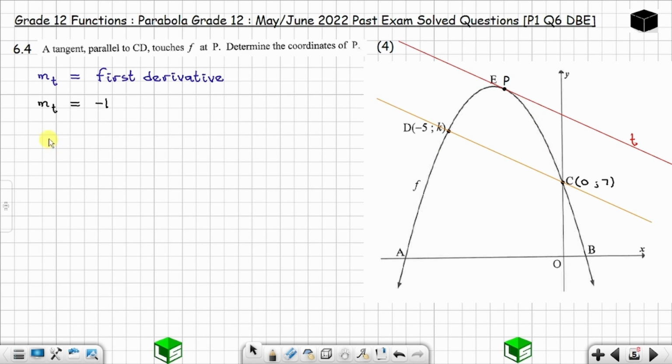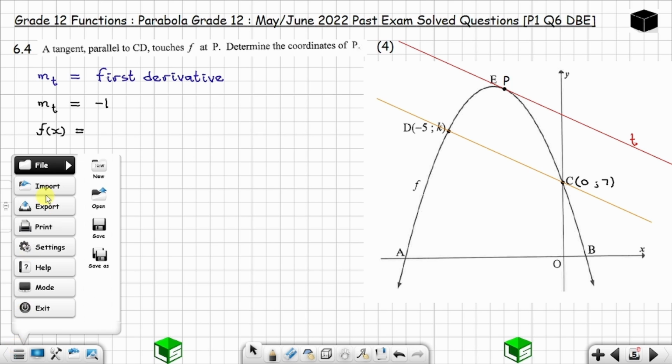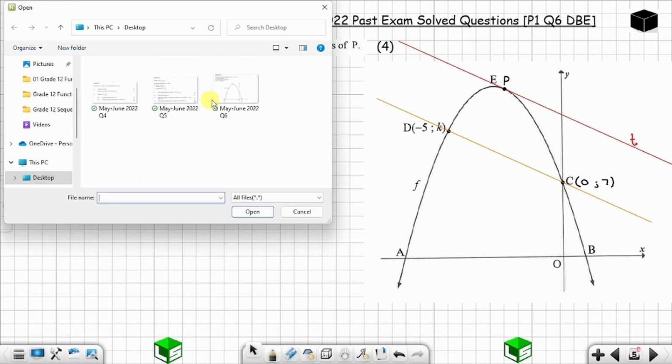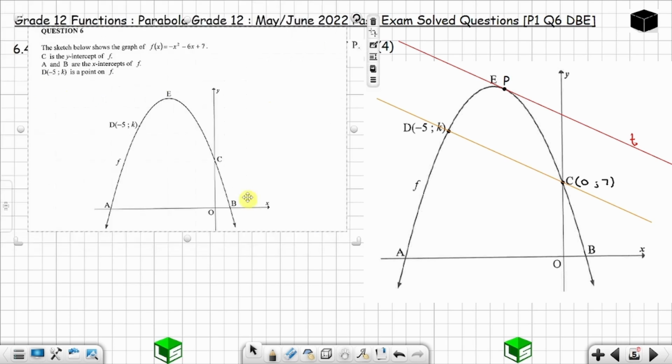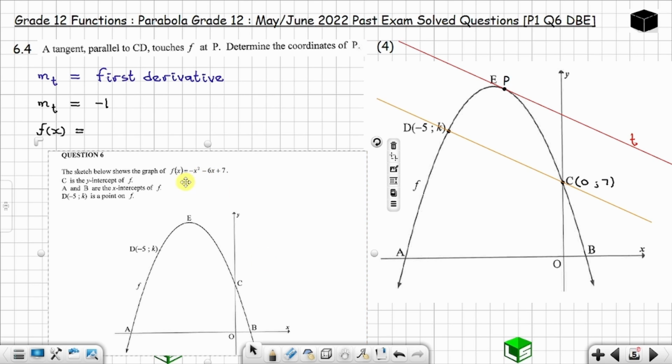What is the equation of the graph? f of x is equal to, you can see from the question, you are given it. Can you see question 6? That is -x squared minus 6x plus 7. Okay, -x squared minus 6x plus 7.